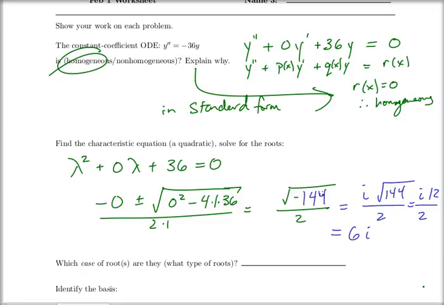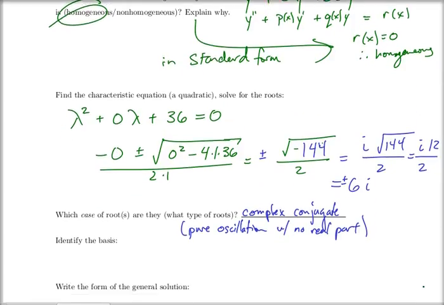Solve for the roots, and I guess we could say it's plus or minus 6i. And so we're looking at complex conjugates. And so this one is going to be a pure oscillation with no real part. So that's kind of a special case of case 3.